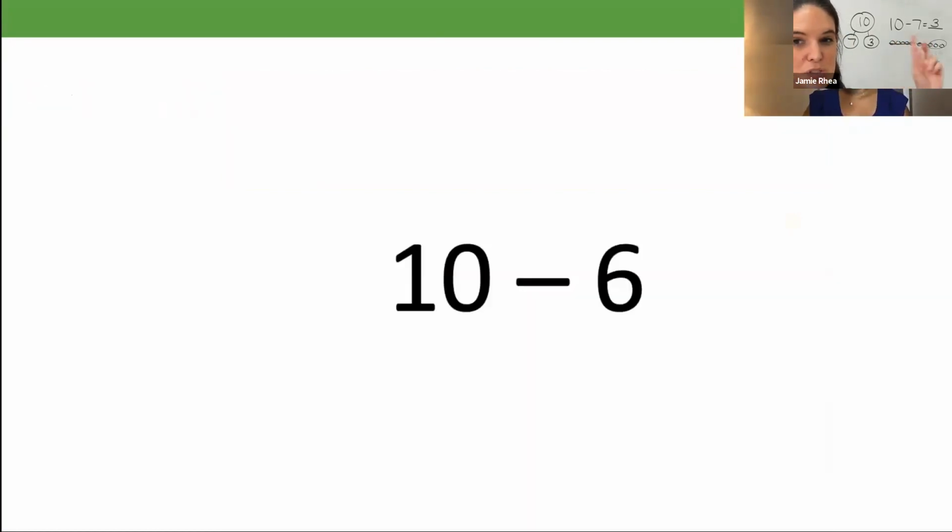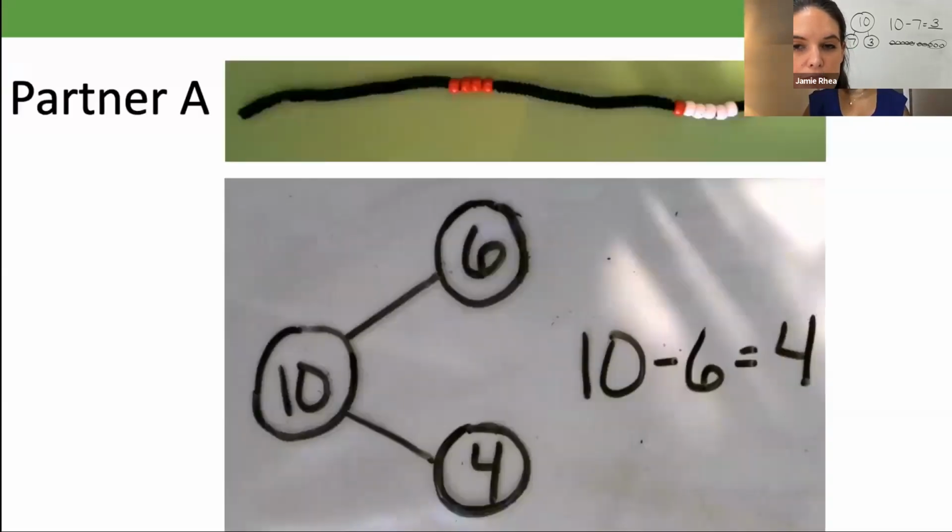Remember, what did she do? She just flipped it. Now this time I'm going to be partner A and I want you to be partner B. Okay, watch. So my expression reads 10 minus 6. How can we write that? We're not going to do 10 minus 6. We're going to do 10 minus 4 because we want it to match hers.